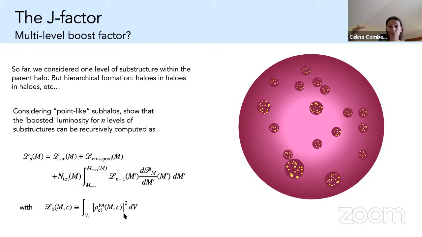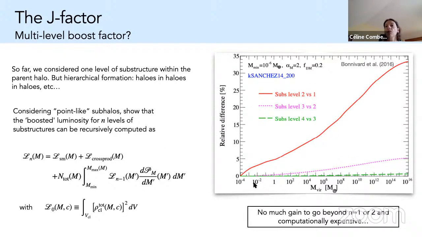It's a bit painful, but we have a way to go through the multi-level substructure boost. And if you do this, similarly as before, I have the mass of the host halo on the x-axis, and here I'm looking at the relative difference between adding 2 levels of substructure compared to 1, 3 compared to 2, 4 compared to 3. Indeed, if you add a second level, you can see that for the most massive halo, you have at most a 30% increase in your J factor. So you gain a little bit, but this quickly converges. So actually, there's no need to really go beyond level 1. You can go to level 2 if you want to, and you will gain a little bit, but really keeping with 1 level of substructure for the calculation is generally enough, especially because it becomes really computationally expensive to do this calculation accurately.